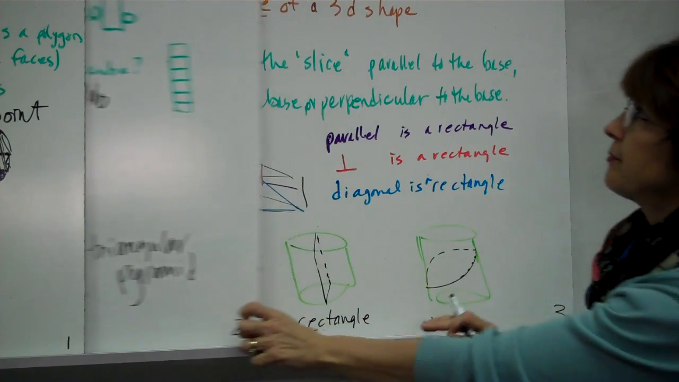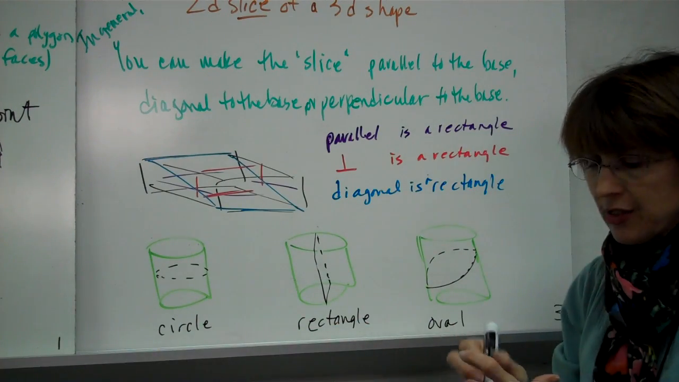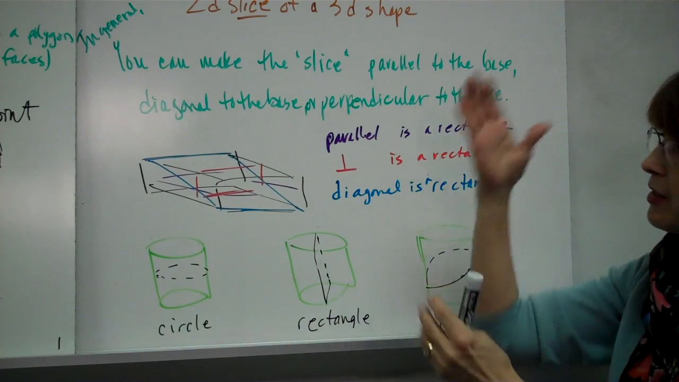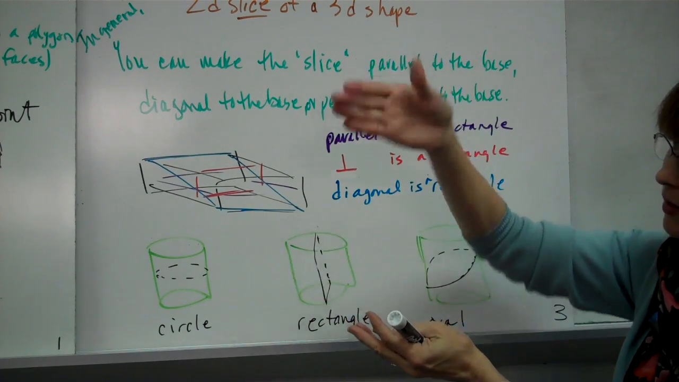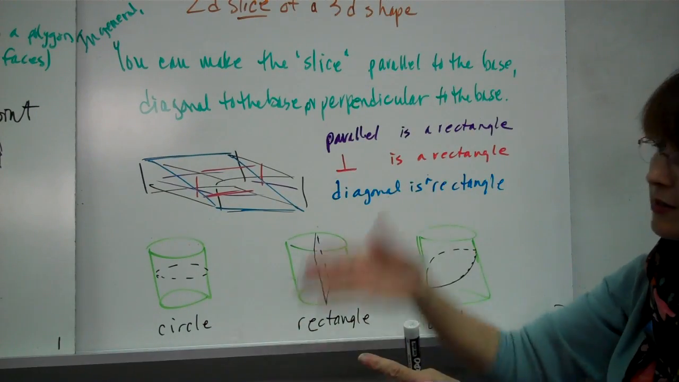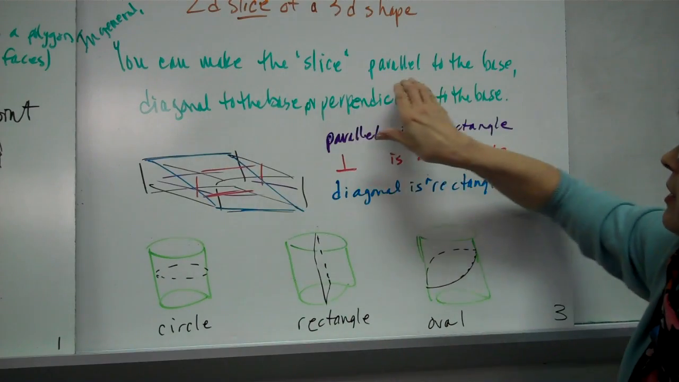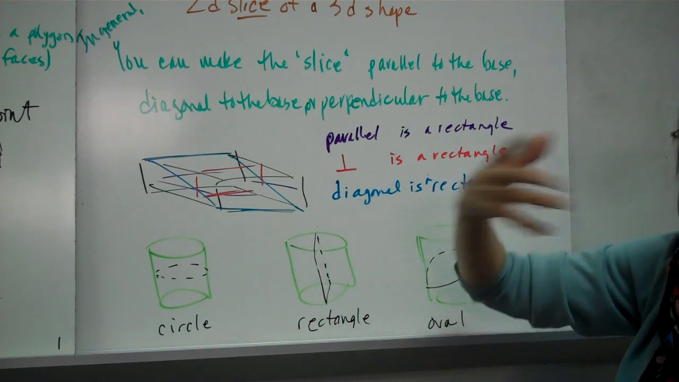Okay, last one. Cross sections. We'll do a lot of stuff with cross sections as well. A cross section is basically a 2D slice of a 3D shape. And please note that it has to be just one slice, one direction. You can't be in the middle of a shape and then change directions and make a squiggly thing. It's going to be one slice, okay? In general, you can make a slice parallel to the base, diagonal to the base, or perpendicular to the base. Okay, that's basically what we're going to be talking about.